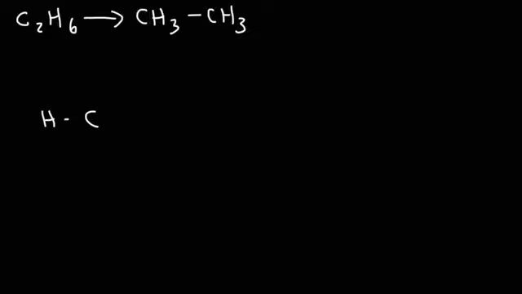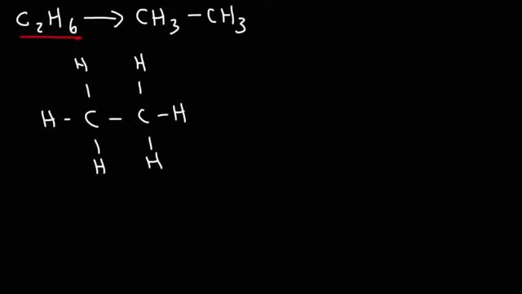Now let's talk about how to draw the Lewis structure of C2H6. C2H6, we know that's ethane, and you can write the condensed structure like this. It's CH3, CH3. So this tells you how many hydrogen atoms are on each carbon. First carbon has 3 hydrogen atoms, and that's attached to the second carbon, which also has 3 hydrogen atoms. So that's how you can draw the Lewis structure of ethane.